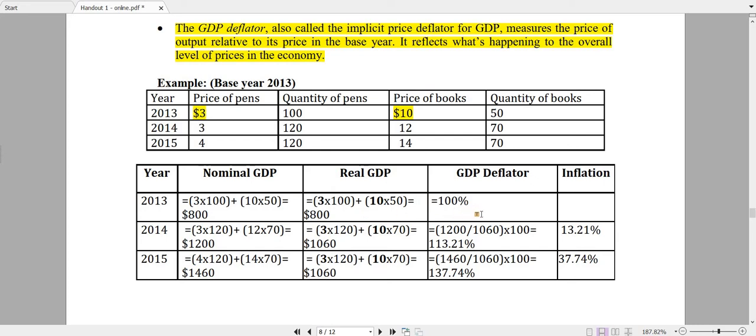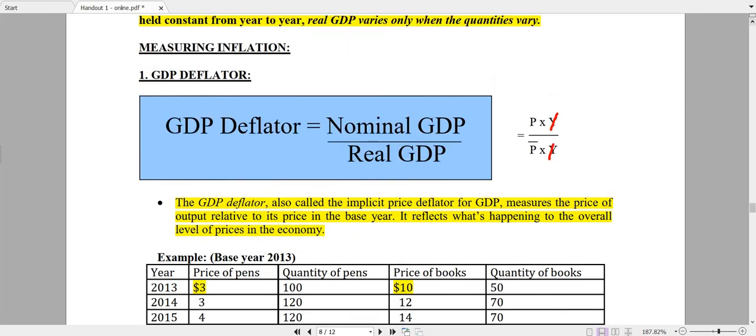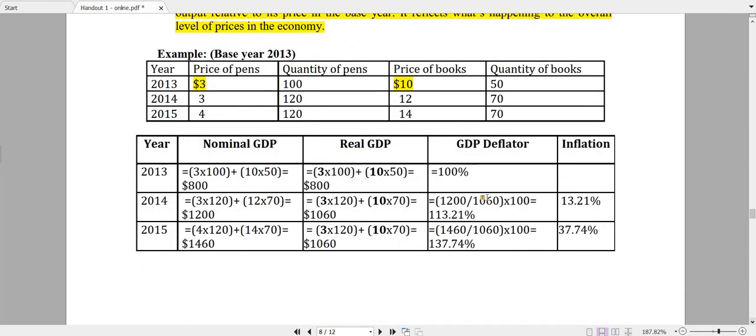The formula for GDP deflator is that it's the nominal GDP for the year 2013 divided by the real GDP for the year 2013. So this gives me 100%. So I'm just multiplying this entire formula by 100 so that I can convert GDP deflator in percentage terms. So if I do that, I will get 100%. So similarly, I can calculate the GDP deflator for the next year.